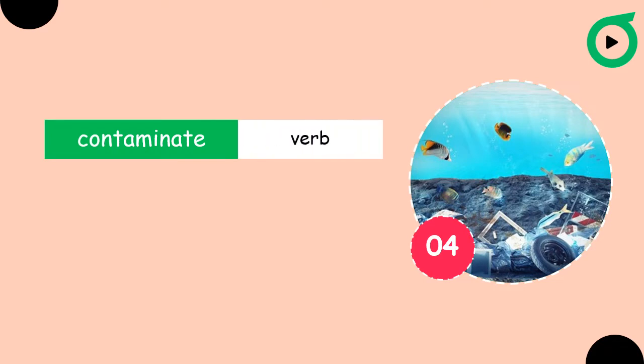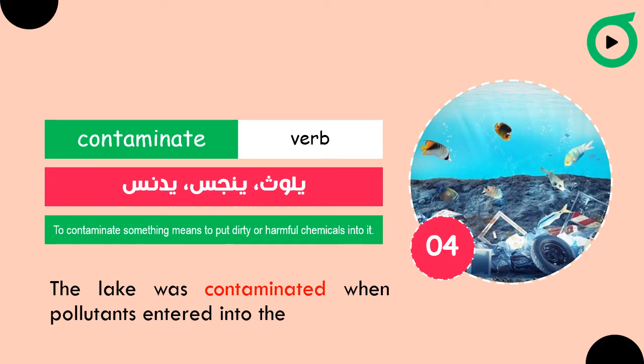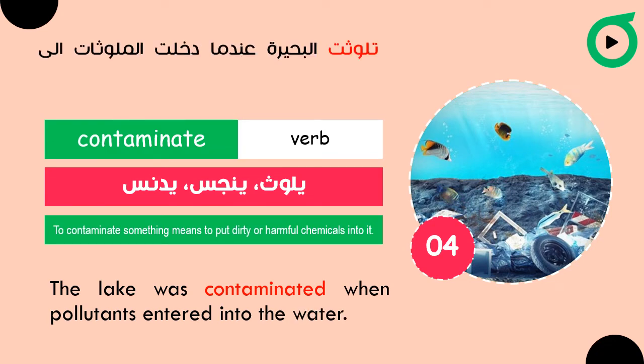Contaminate. To contaminate something means to put dirty or harmful chemicals into it. The lake was contaminated when pollutants entered into the water.